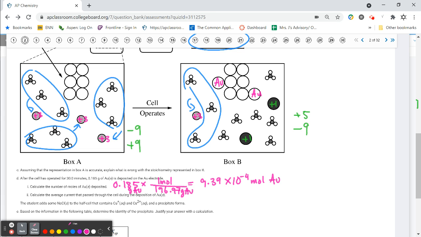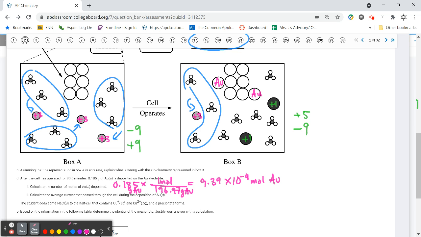And then the second one is to calculate the average current that passed through the cell during the deposition of solid gold. So think about it this way. I told you that you can be given a current and a time, and you are asked to calculate the mass. But here they have given you mass and time, and they're asking you to calculate current. Any type of stoichiometric calculation with electrochem is going to give you the time that the current passed, or the time that it took for some mass to deposit. So time is a common factor.